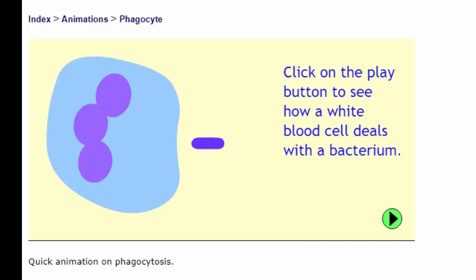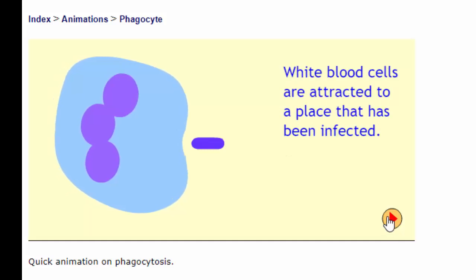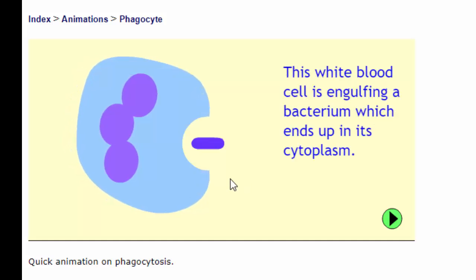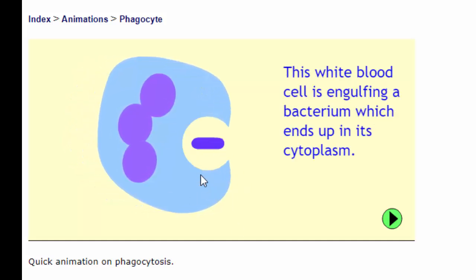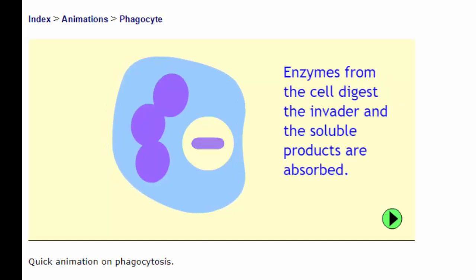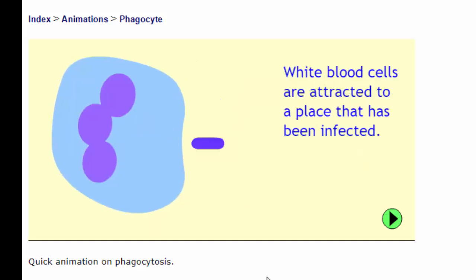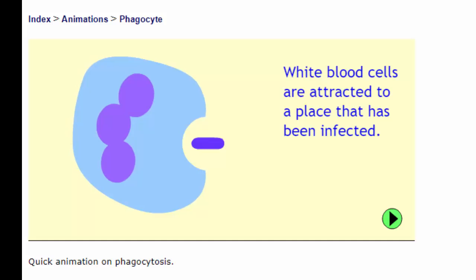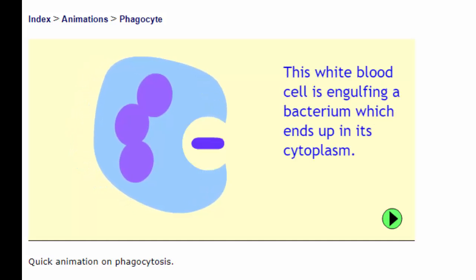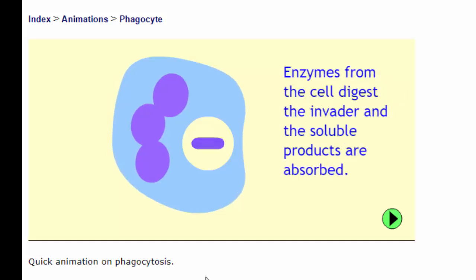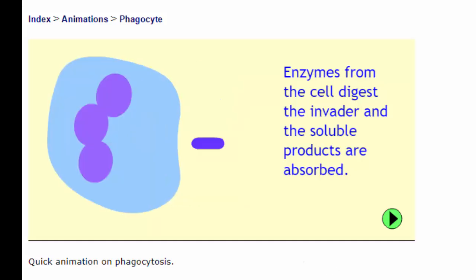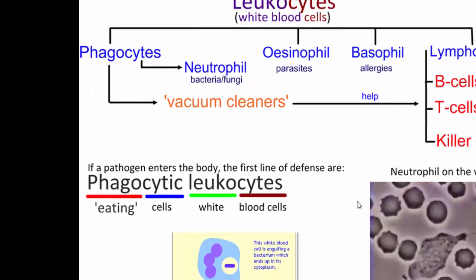And this is a little cartoon of what we just saw with the neutrophil. So we click on the play button, and we're going to see how white blood cells deal with a bacterium. So the white blood cell is attracted to a place that's been infected. So this is our infection bacterium, and then it engulfs the bacterium. Then once it's engulfed it, enzymes from the cell digest the invader, and then the soluble products are absorbed. So we'll watch it one more time. So this phagocyte does phagocytosis to eat the bacteria cells that are in the blood.